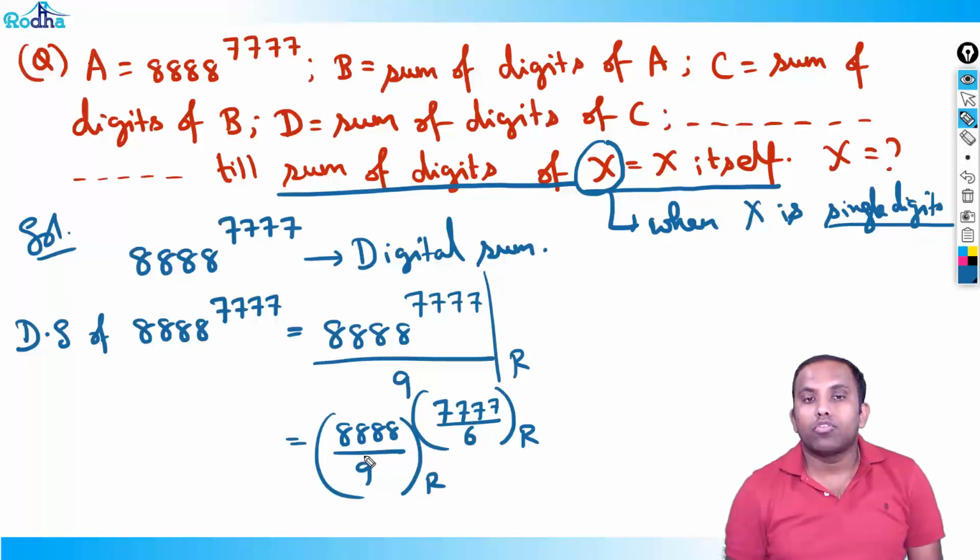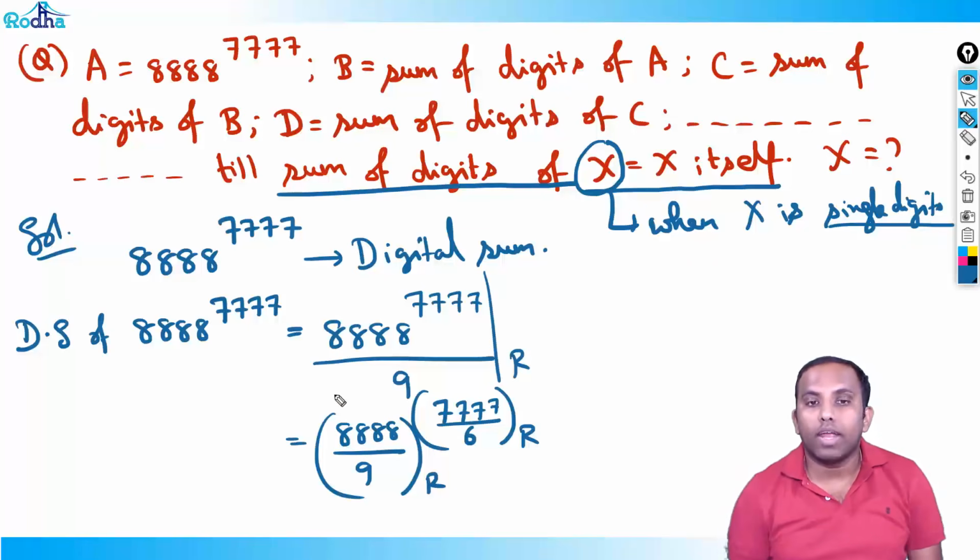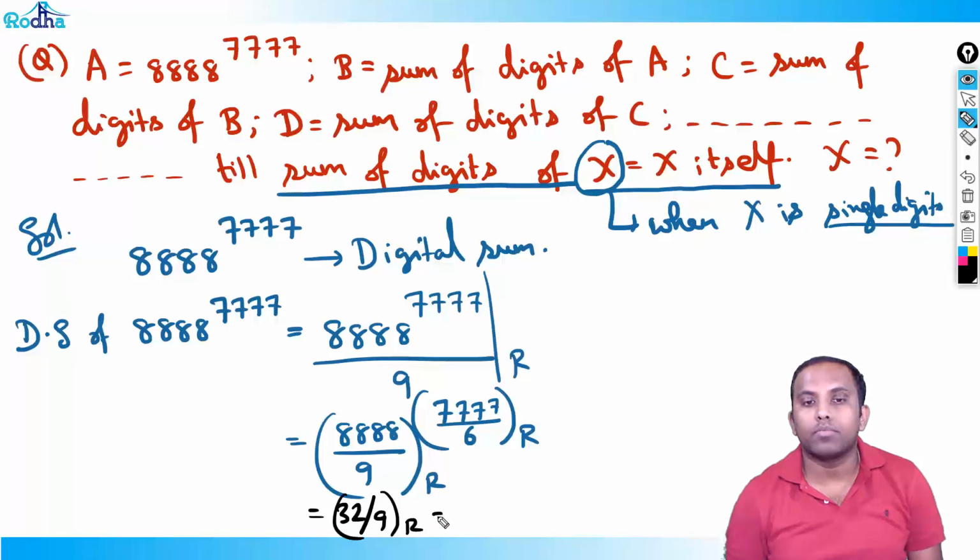What is the remainder here? For 9, what is the rule? I've told you the rule: the sum of the digits. So 8 plus 8 plus 8 plus 8 is 32. 32 by 9, the remainder is 5. So this part's remainder is 5.